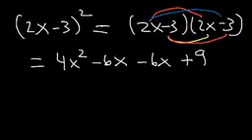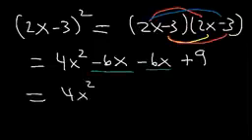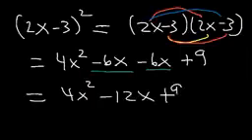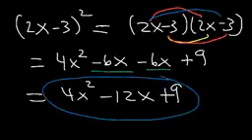Now just like before, we need to combine like terms. 6 plus 6 is 12, so negative 6 plus negative 6 is negative 12. So this is the answer, 4x squared minus 12x plus 9.